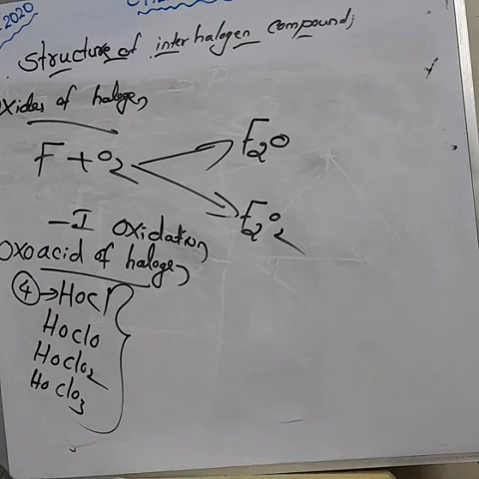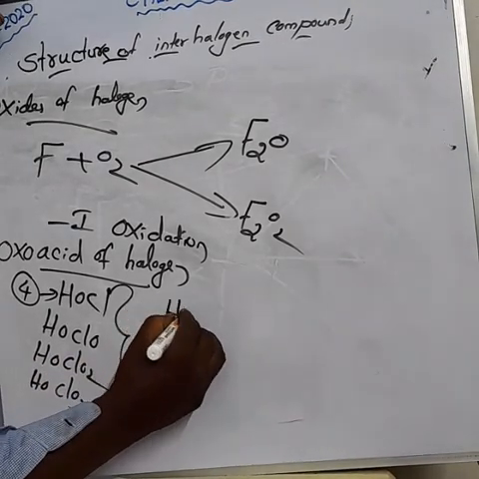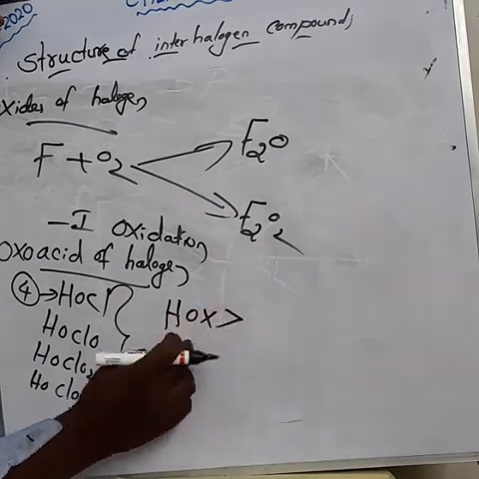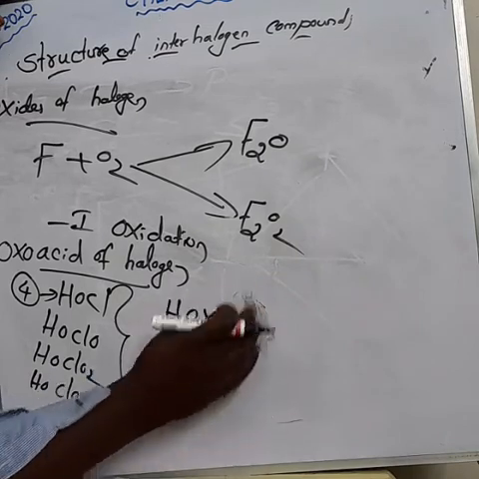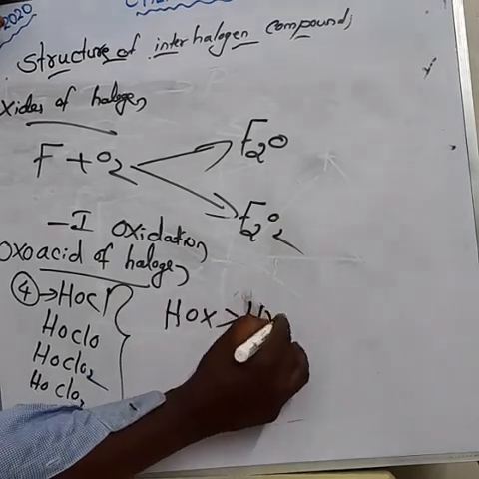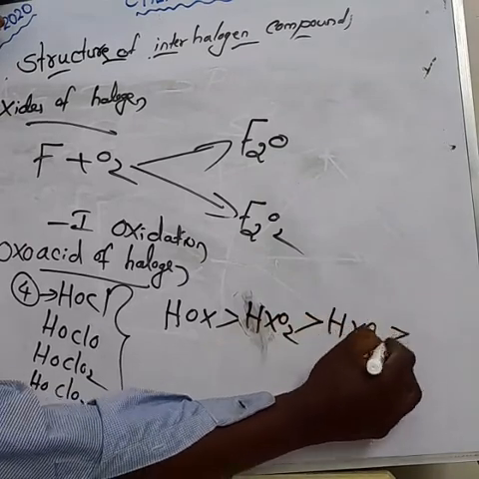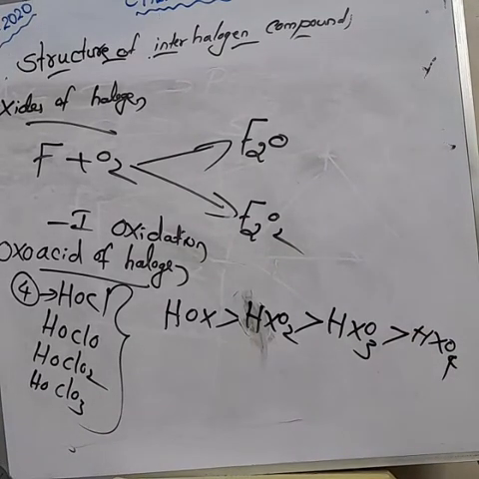If the number of oxygens is increasing, the oxidizing power is decreasing. So how can you write the order? HOX, where X refers to halogen, then HXO2, HXO3, HXO4. Okay, this is the order.